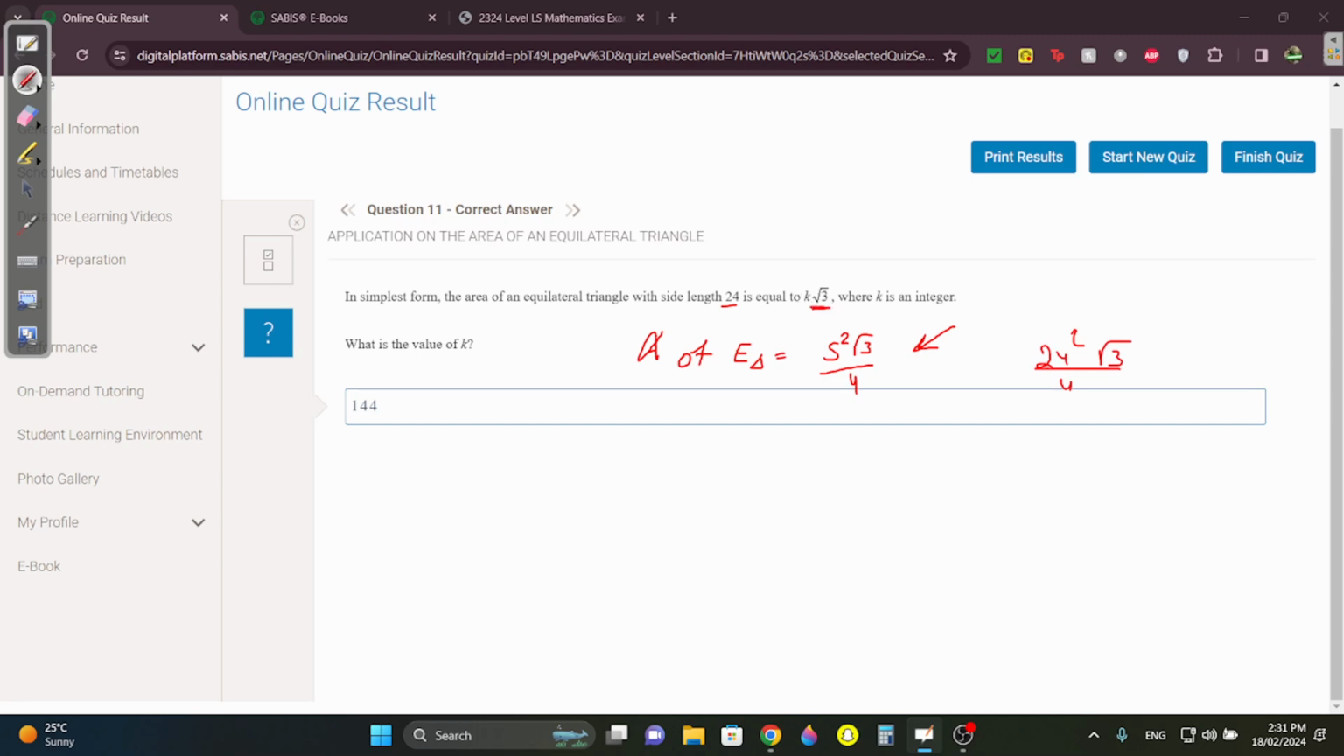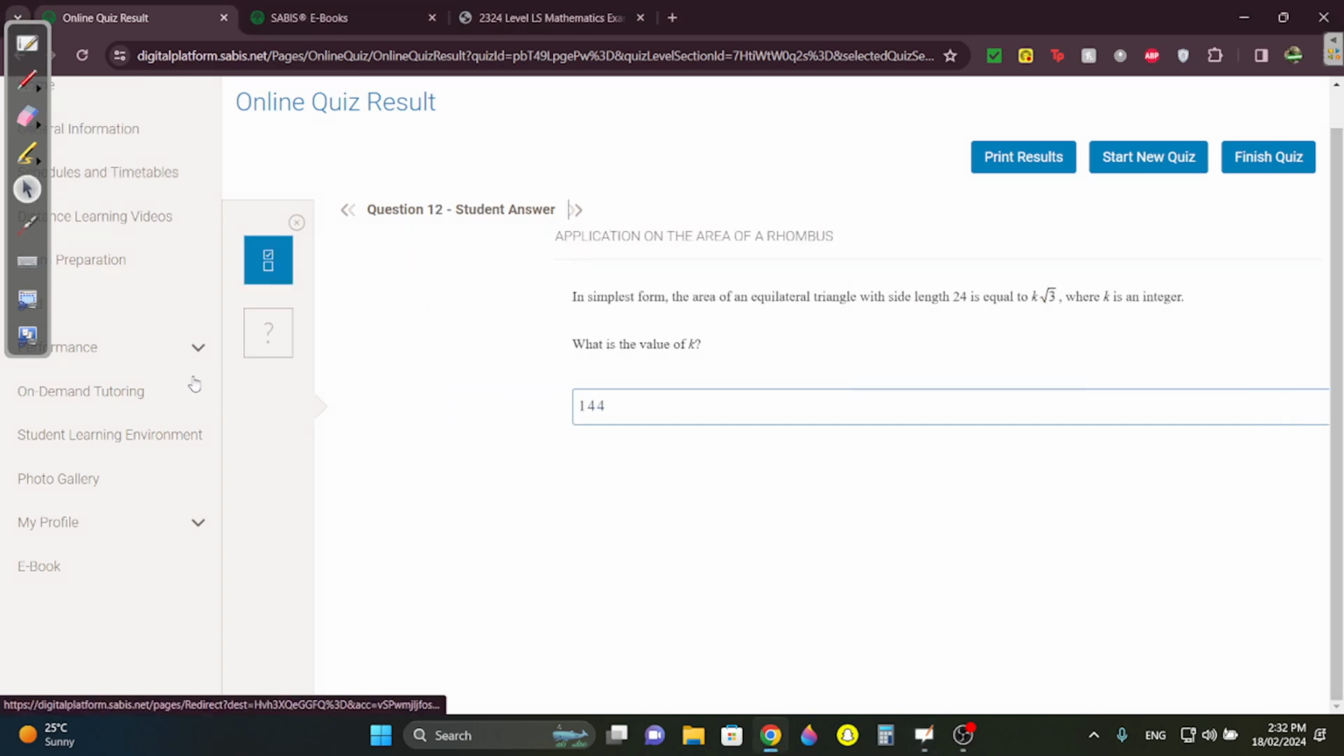Okay, since they don't want radical 3 in the answer, they just want k, just don't put radical 3. So just keep it as 24 squared over 4. And 24 squared divided by 4, you get 144. They want it as k radical 3, but you want k only, so we just keep it as 144. No need to put radical 3 if they're only asking for k, because the calculator is going to give you a different answer.